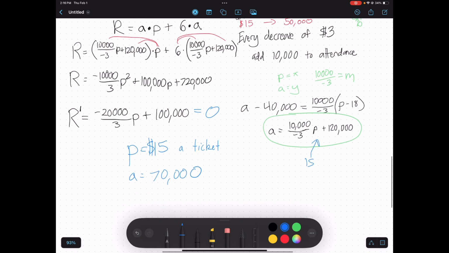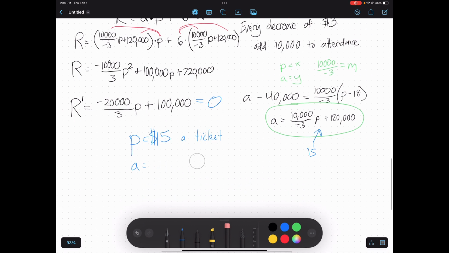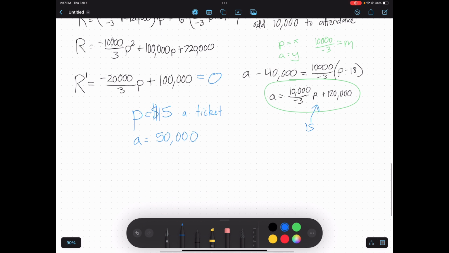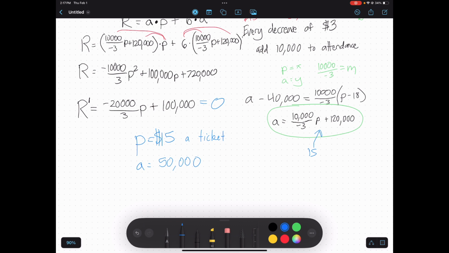Okay. So, sorry, my attendance is actually only 50,000. Yes, my attendance is only 50,000. Perfect. Okay. So, with that in mind, then if I really wanted to, I could plug this price back into my revenue equation and figure out what my total revenue would be.